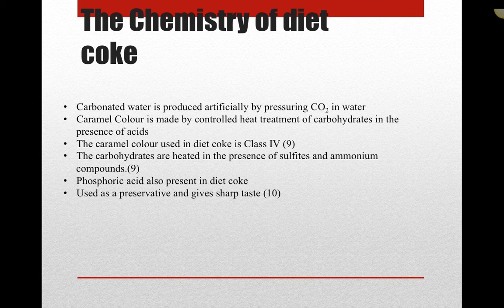Caramel color has 4 different ways that it can be made. The way that's used for Diet Coke is called class 4. This is where carbohydrates are heated in the presence of sulfites and ammonium compounds, with or without the presence of acid or alkalis. Phosphoric acid is also inside of Diet Coke. It's an ingredient in Diet Coke. It's used as a preservative and gives the sharp taste to Diet Coke.